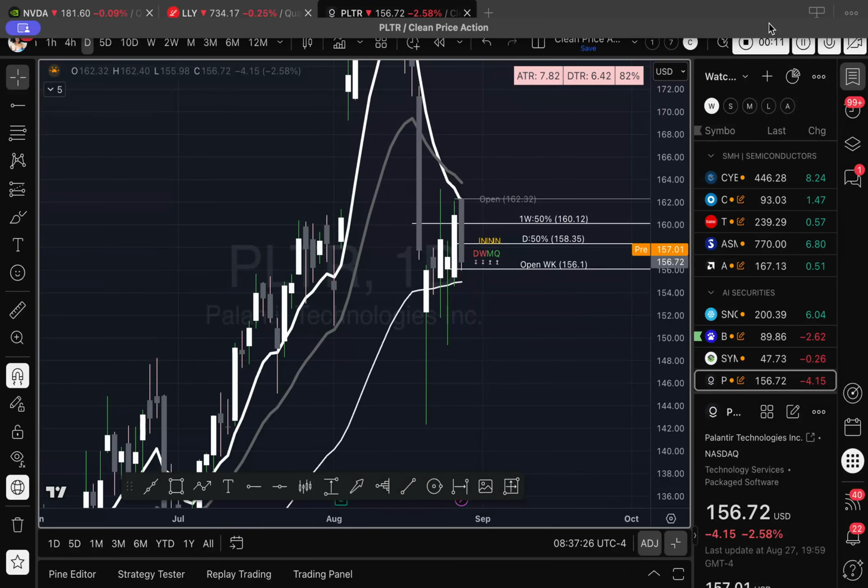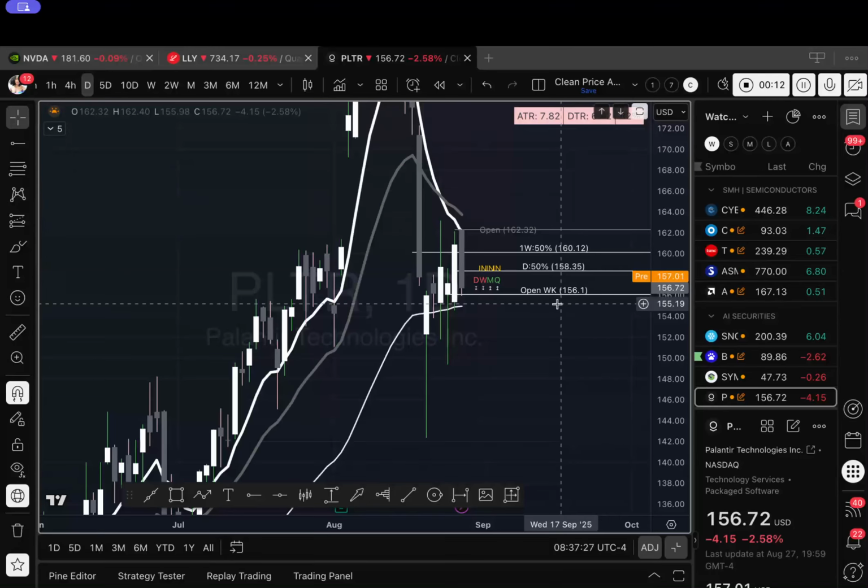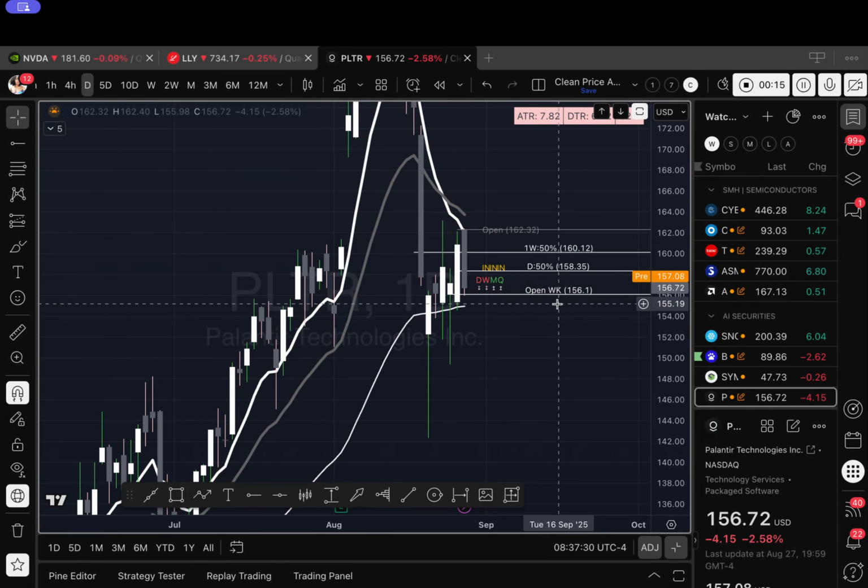And as you can see, I am looking at PLTR. Now, one thing that I've noticed on PLTR is that it actually has a dark cloud cover as the last candle from yesterday, which is actually a bearish reversal candle. So I want to see if we get a continuation to the downside.